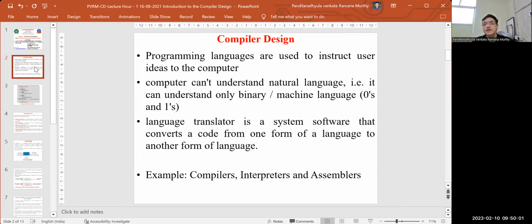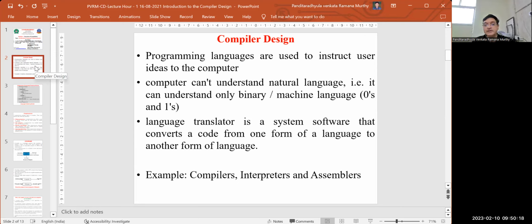Programming languages are generally used to instruct the computer with our ideas. The computer cannot understand natural language. That means it can understand only binary or machine language, in terms of zeros and ones.